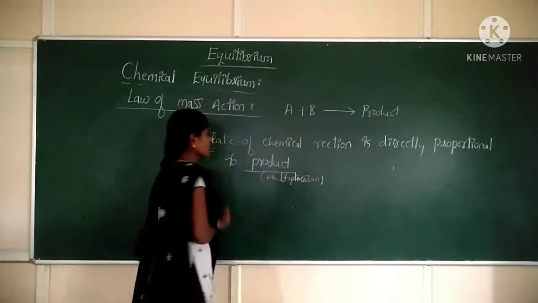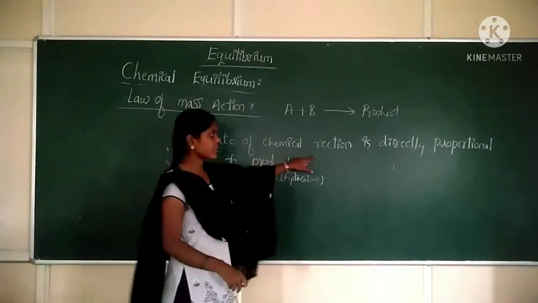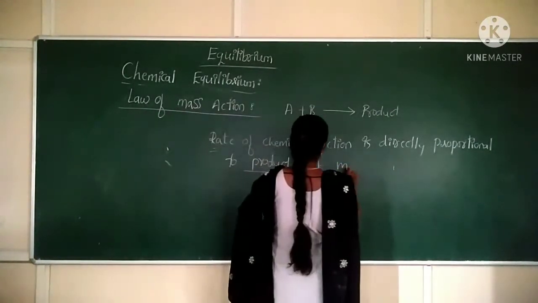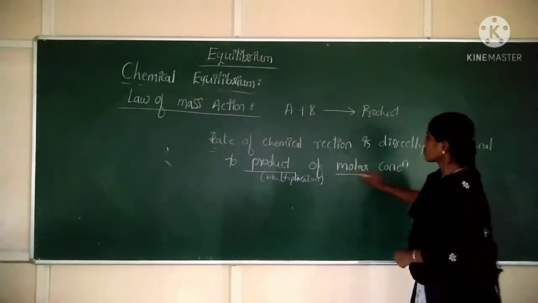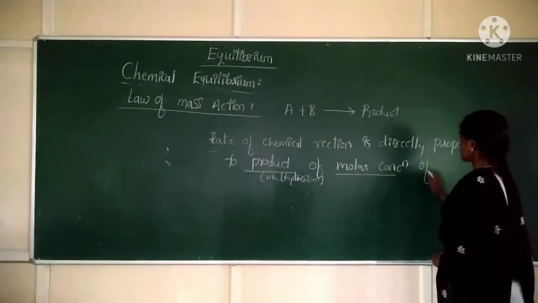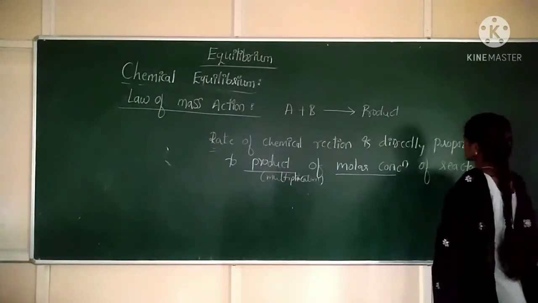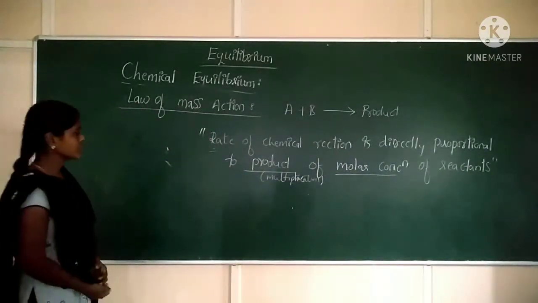Okay, product here means multiplication. The rate of a chemical reaction is directly proportional to the product of the molar concentration of the reactants. So this is your statement of the law of mass action. What is the law of mass action?